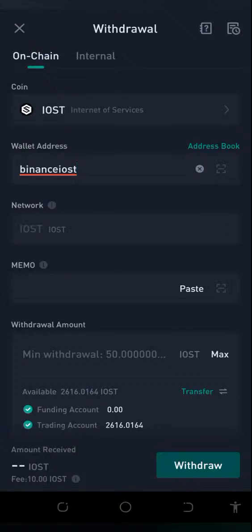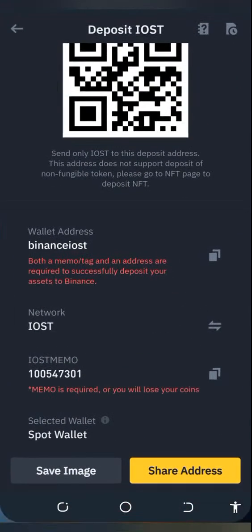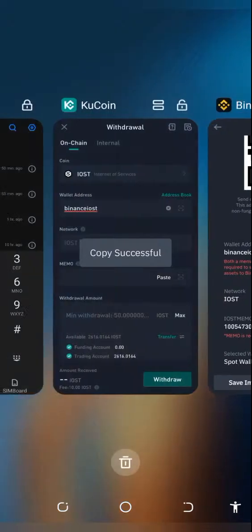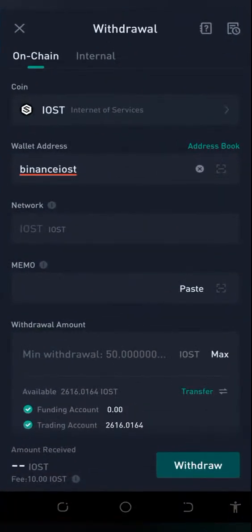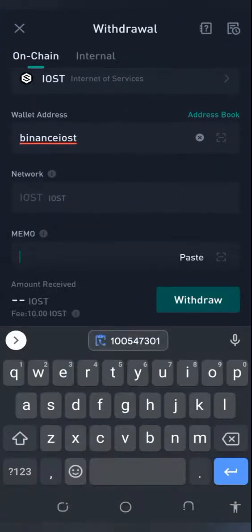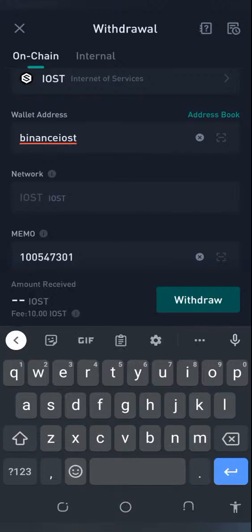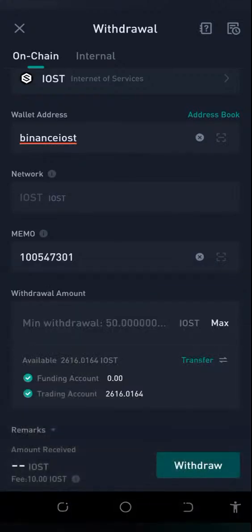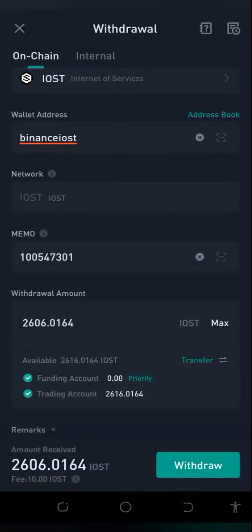Binance IOST. Okay, then we get the memo. Where's the memo? IOST memo. All right, so we get the memo, get back in there, and we paste the memo. Good. So it looks like everything is going on well. Then we pick max. So what we get is 2606.